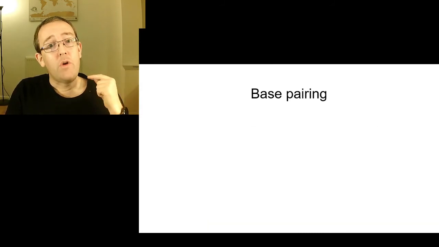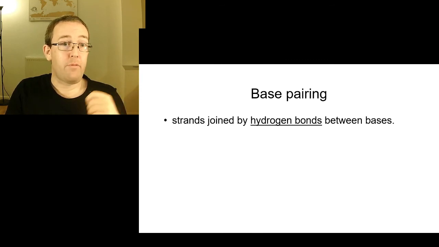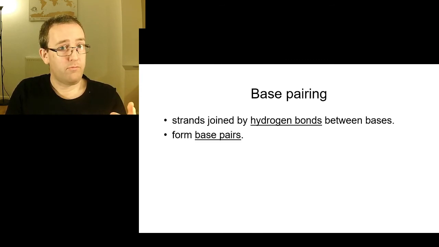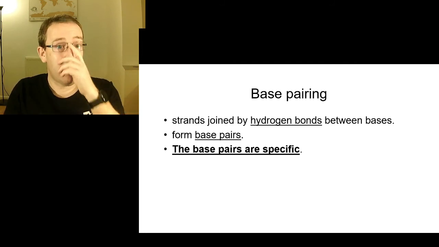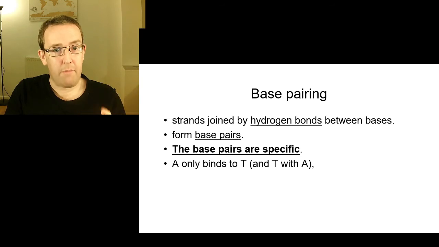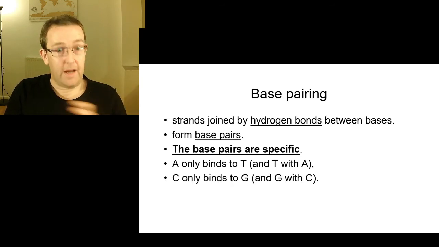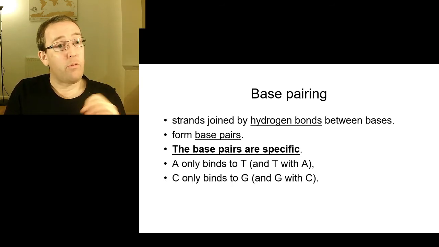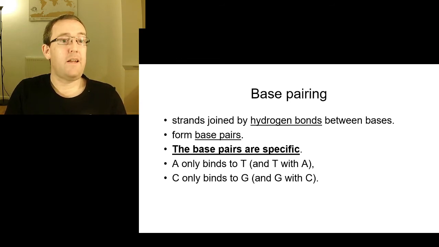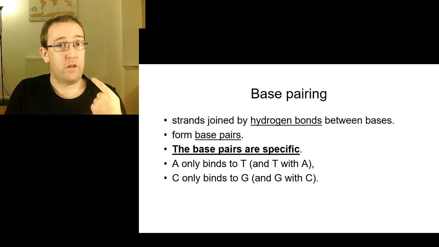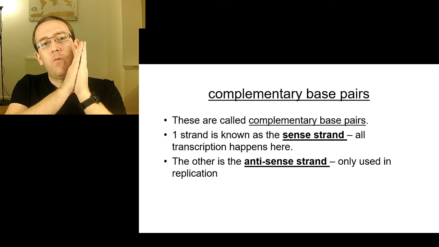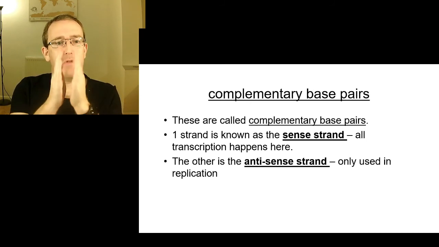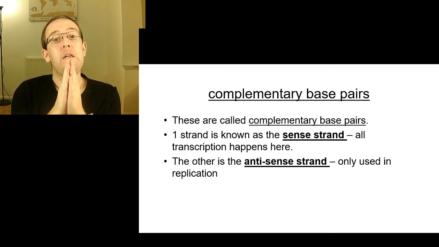Okay, so on base pairing, they're held together by everybody's favourite bond, hydrogen bonds. And they form these called base pairs, A with T, C with G. They are specific, you do have to remember them. A binds to T and T with A, and C binds to G. And the way I always remember that is A and T spell at, the word at, and C and G are the initials of the guy that taught it to you. So that's very important.